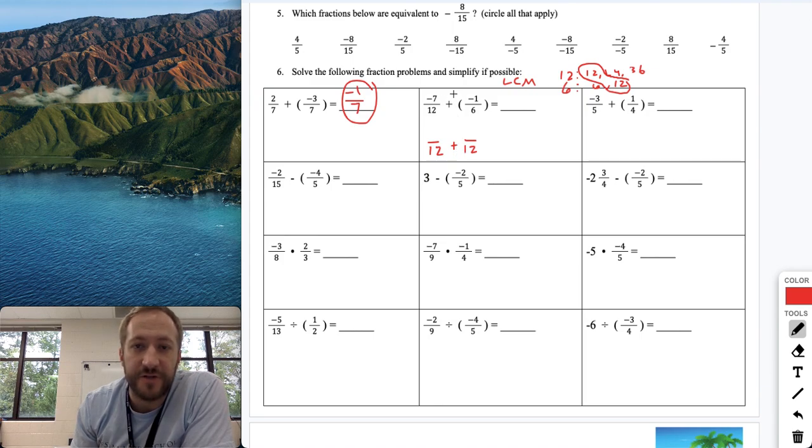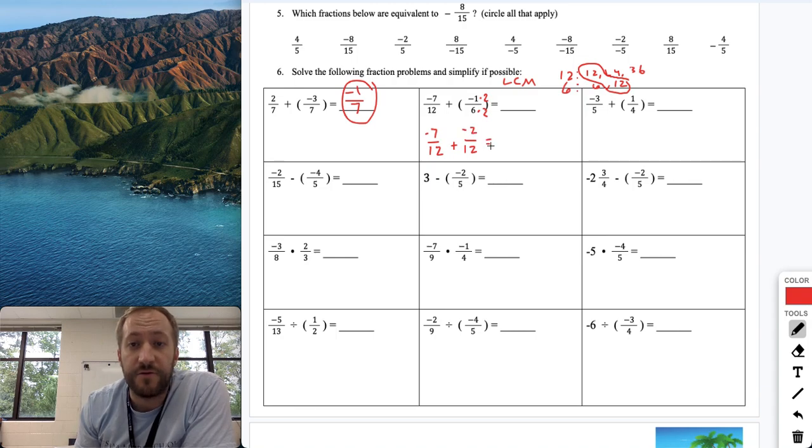Now, I got to change the numerators because I just changed some of the denominators. So this one right here, 12, I didn't change the denominator, so I don't have to change the numerator. This fraction stays the exact same, -7/12. This one over here, I changed the denominator from a 6 into a 12. I did that by multiplying by 2. And if I do it on the bottom, I have to do it up here on the top. So 6 times 2 gives me 12. -1 times 2 gives me -2.